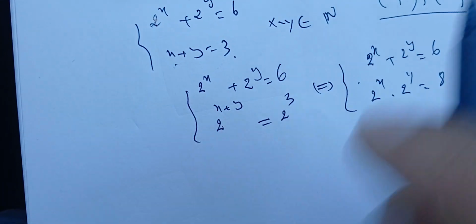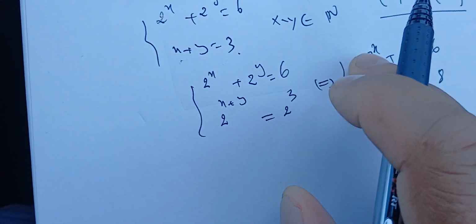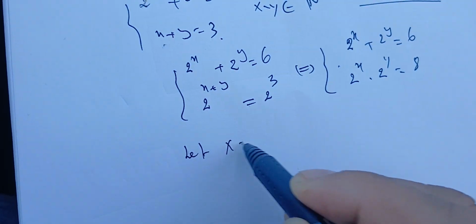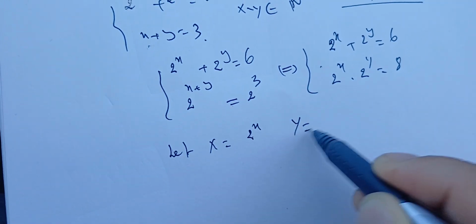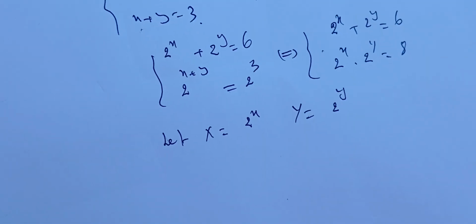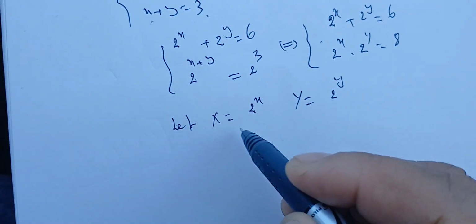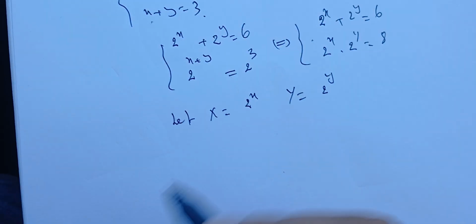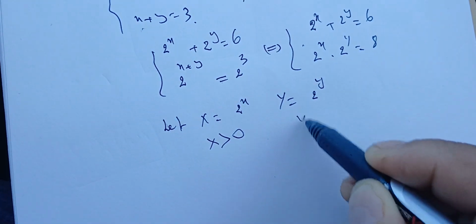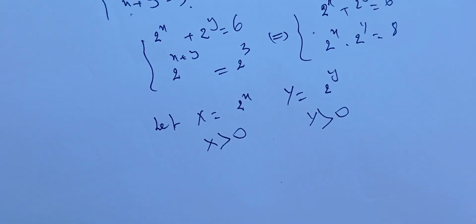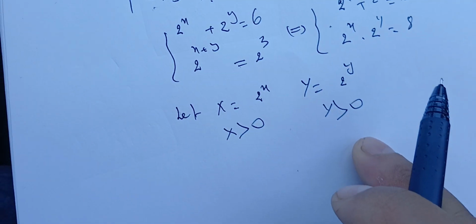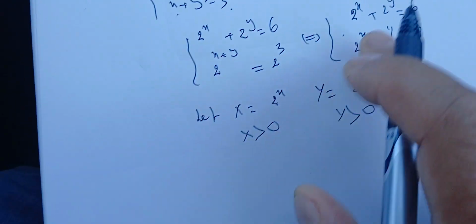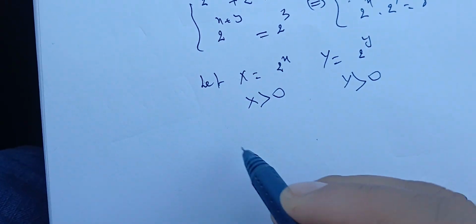Now, to get rid of these two exponents, we're going to use another variable. Let big X equal 2 to the power x and big Y equal 2 to the power y. So here we see that X is positive and Y is positive. We need this because 2 to the power x is never 0. So let's switch to this variable here and see what we have.